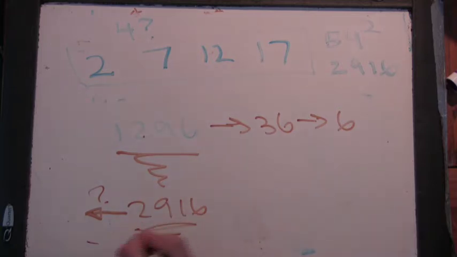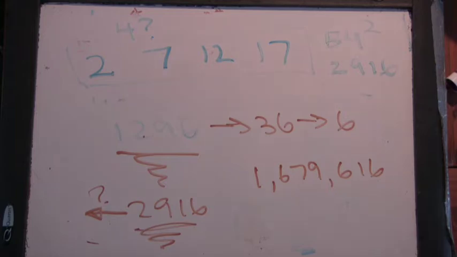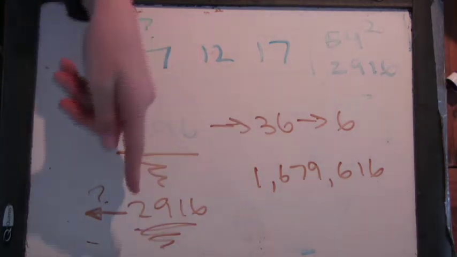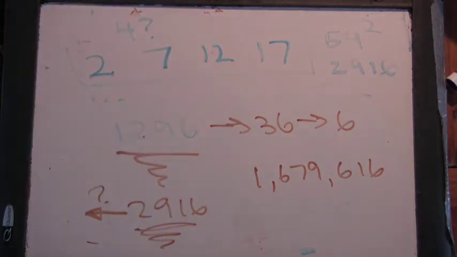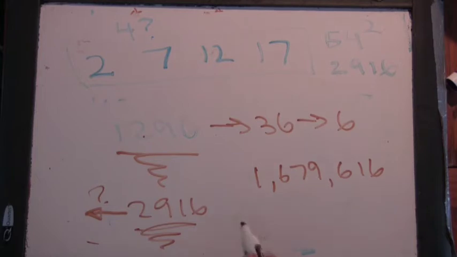2916. Maybe we could go, because we know that 1296 squared, whatever that is, is going to end in a 6. It's 1679616. And we ended in a 6 here. So this is a multiple of 10 difference, or more importantly, a multiple of 5 difference. So you can go up by 5s, then go back down with the square root.